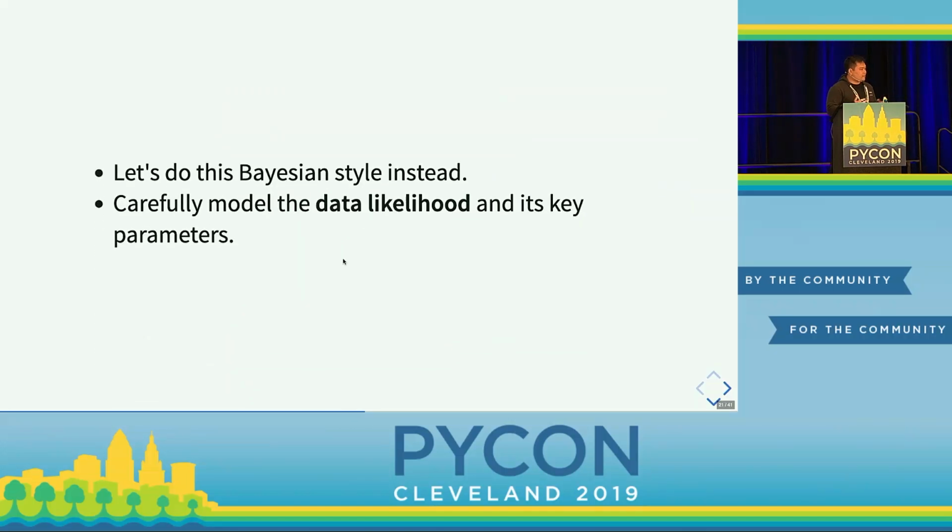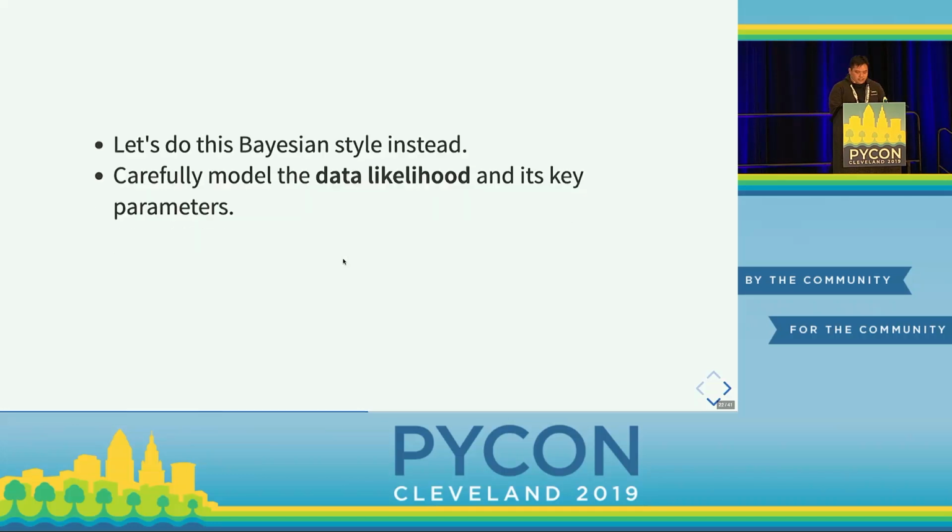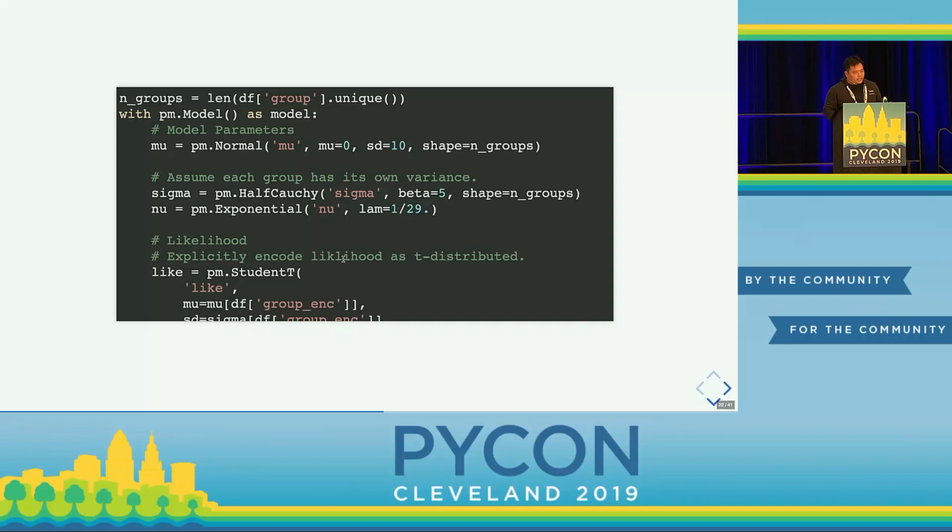And instead, we do it Bayesian style. All right? So let's carefully model the key components of this problem. What are the key components of this problem? Well, we got data. We need to know what its likelihood is under a particular model. And then we need to compute what the key parameters of this model are and what their most likely values are. And then for each group, do the same thing and compare those key parameters. That's all we need to do. So we go in, we write some PyMC3 code. PyMC3 code is written like this.